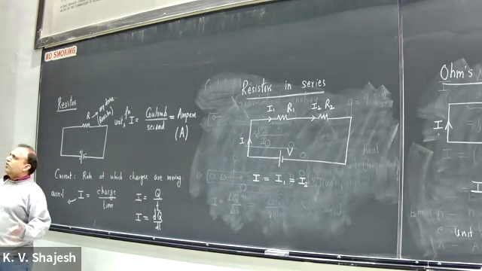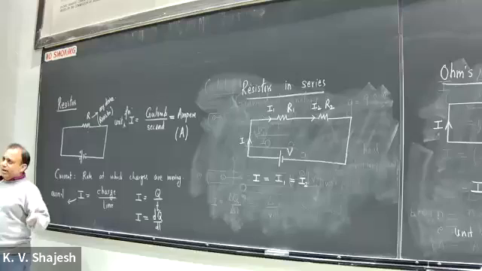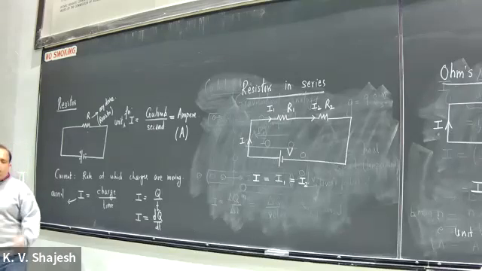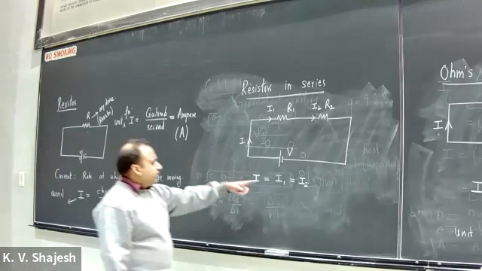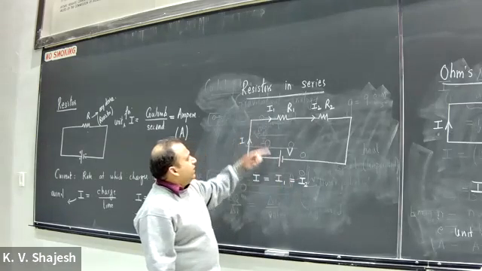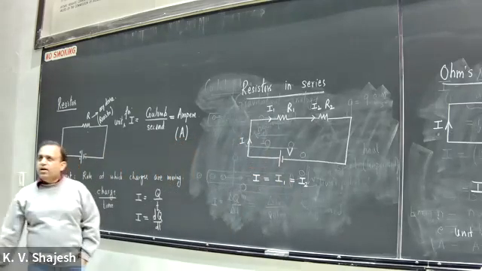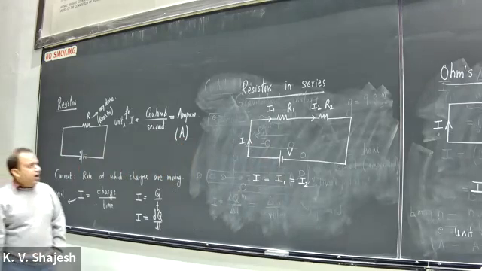This is the equivalent of the capacitor that you submitted a homework on. You talked about charges Q1 and Q2, and we talked about what is the relation between the charges in series or in parallel. This is the relation between the currents in resistors in series.